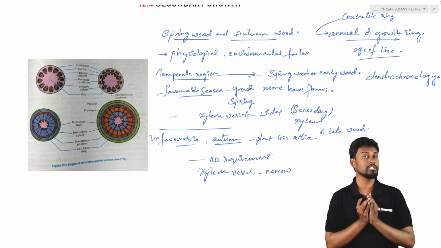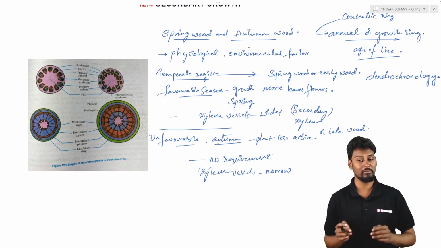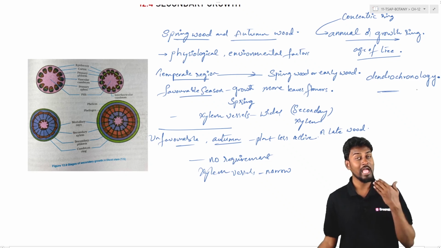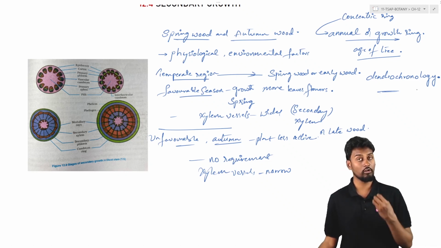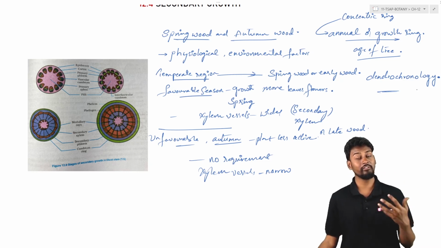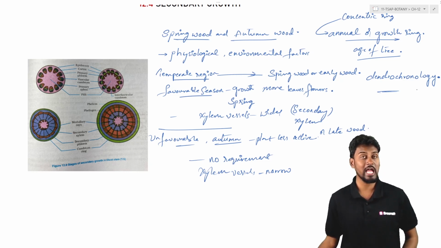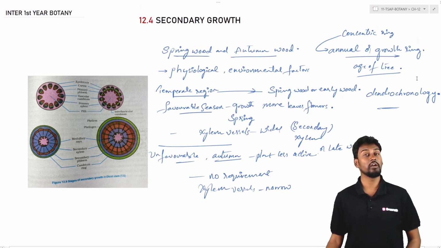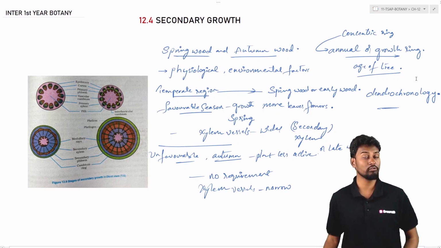So this is very much important for the short answer in the final examination. And the study of the age of the tree depending upon the annual or growth rings is called dendrochronology. So dendrochronology is the study of the age of the plant, that is, the timeline of the plant, along with studying its relation with the annual rings. So this is about the secondary growth, which is very much important for short answers in this particular unit.